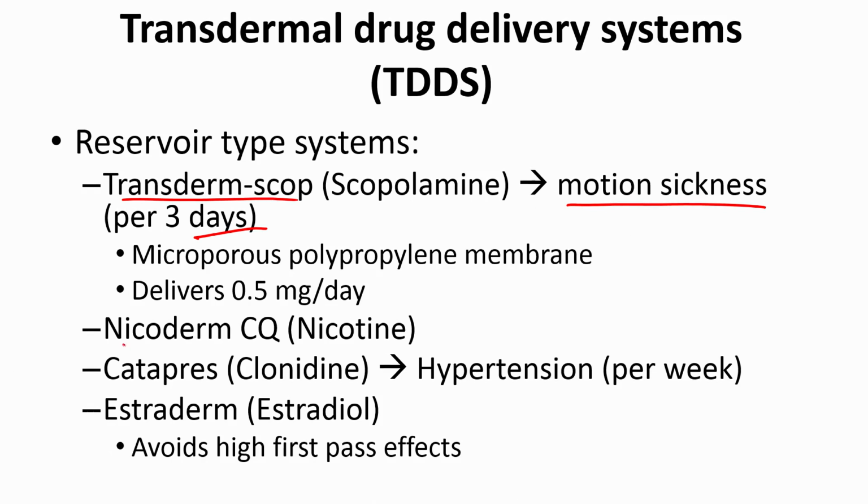And then there is Nicoderm, which delivers nicotine, used by patients who want to quit smoking. You can slowly move away from smoking by using these patches. Then there are other examples for hypertension. Another example is Catapres. This is given per week, so quite a long duration you can use it for. And then we already talked about estradiol, but it is also available in reservoir type systems as well.